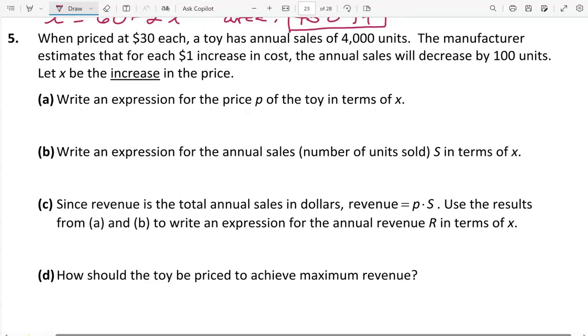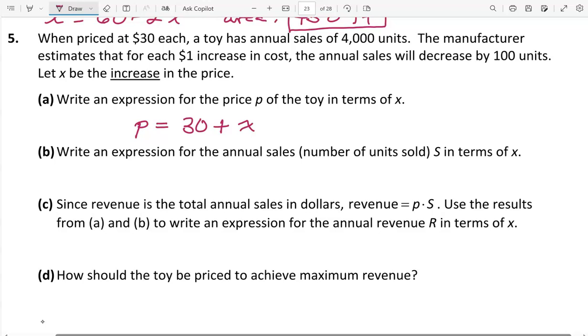In number 5, we have a toy that is priced at $30 a piece and has annual sales of 4,000 units. In other words, 4,000 of those toys are sold. The manufacturer estimates that for each $1 increase in cost, the annual sales will decrease by 100 units. So let x be the increase in price. So those are $1 increases in price. So the price of our toy P is going to be equal to the original $30 plus however many dollars are added to the price.